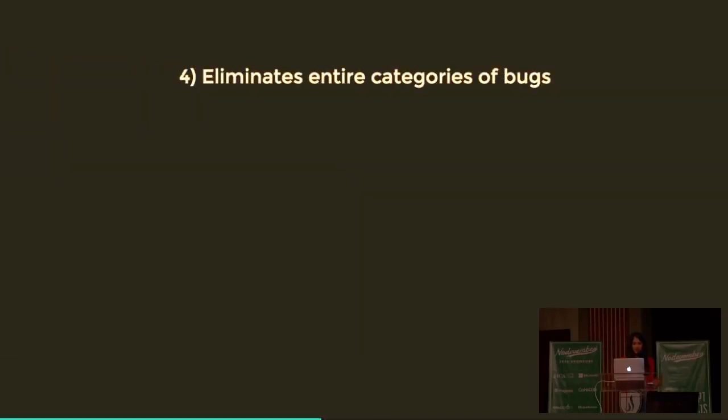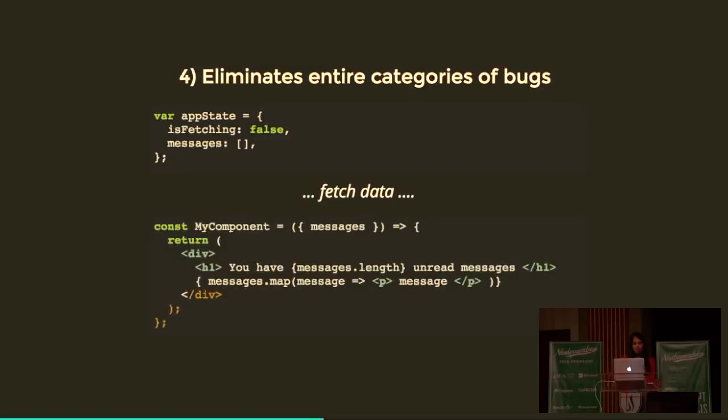Another reason is it eliminates an entire category of bugs. So the number one bug that we see in our React or front-end code base is type errors, and a static type checker would eliminate that. So I'm going to show you a very basic example of how a type checker could help. So let's say you have some app state, there's is fetching or not, and then there's a simple array of messages, and then you fetch your data, and then you have a component that takes your app state and it just says you have messages.length unread messages, and then it maps over the messages and displays the message.